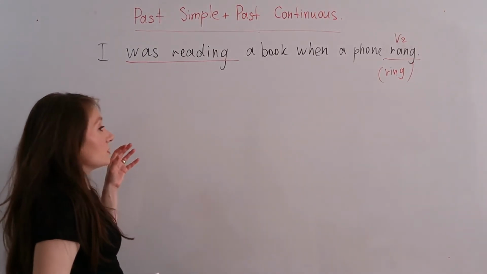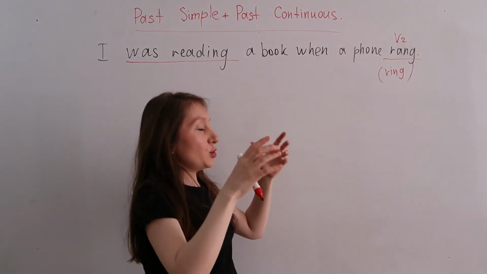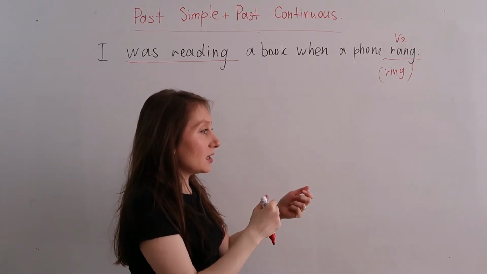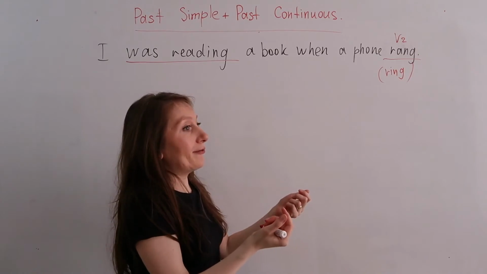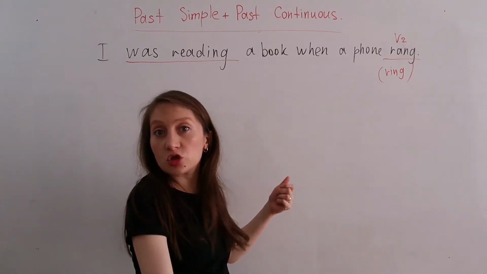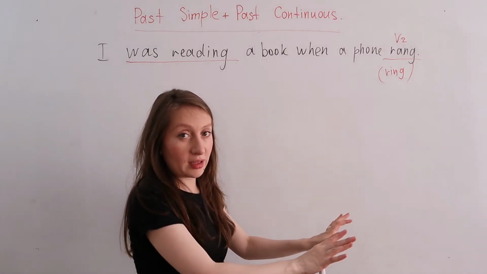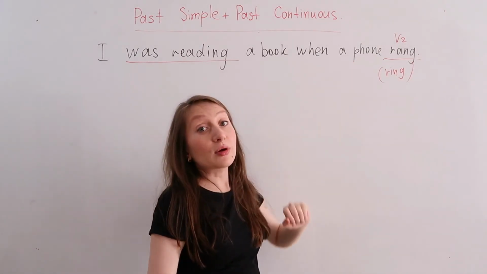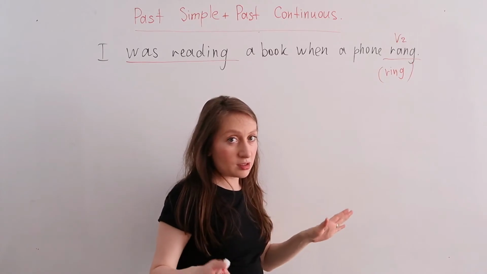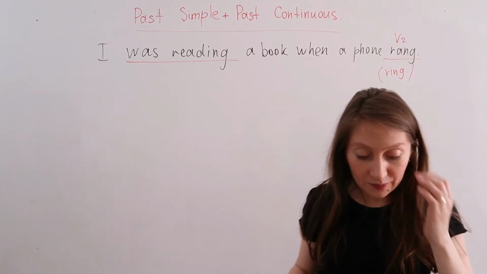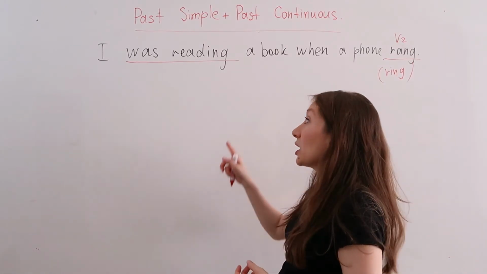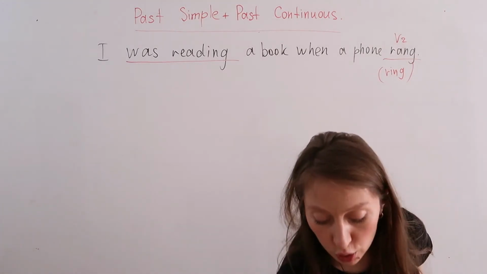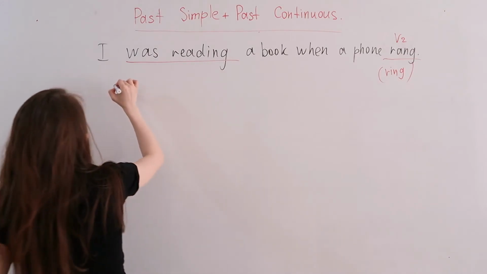So the process, imagine the situation. I was reading a book when suddenly, or when a phone rang. So interruption, you don't read the book right now because something happened. The phone rang, right? Very easy. I think you got the point here. So now let's try to ask a question to this sentence.